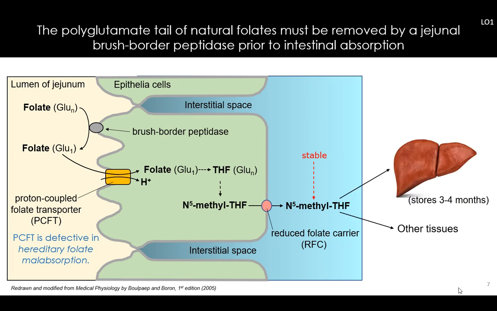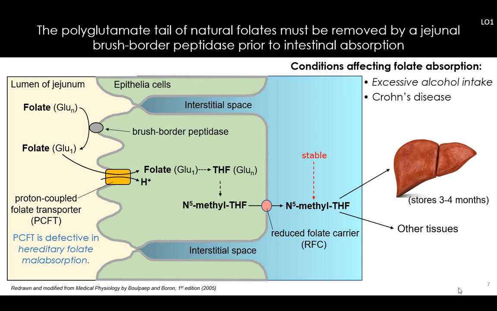The liver takes up much of the folate from the portal circulation and stores enough to last for about 3 to 4 months following complete dietary cessation. This makes folate deficiency especially rare in developed countries where fortified foods are available. Conditions affecting intestinal folate absorption include its most common cause, excessive alcohol intake, Crohn's disease, and celiac disease.